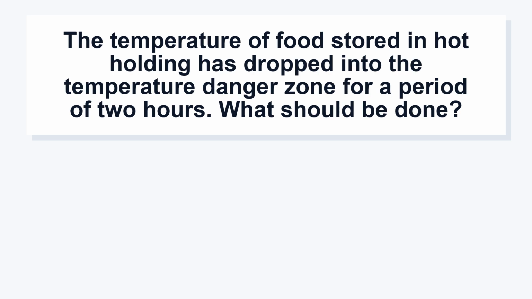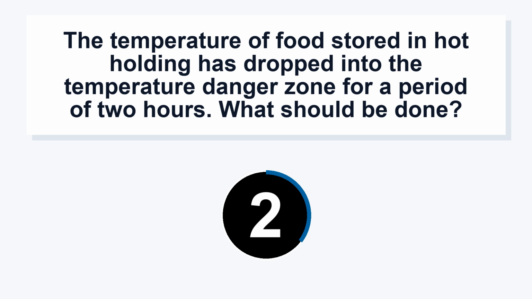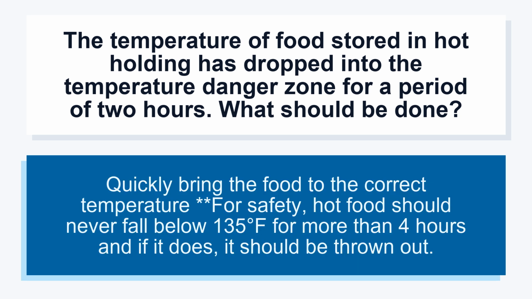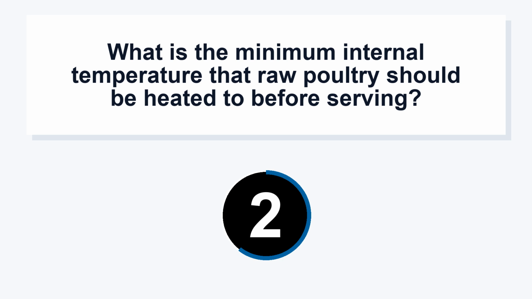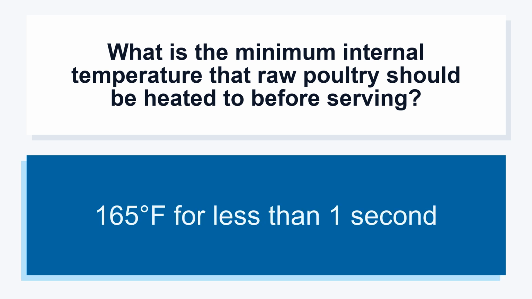The temperature of food stored in hot holding has dropped into the temperature danger zone for a period of 2 hours. What should be done? Quickly bring the food to the correct temperature for safety. Hot food should never fall below 135 degrees Fahrenheit for more than 4 hours, and if it does, it should be thrown out. What is the minimum internal temperature that raw poultry should be heated to before serving? 165 degrees Fahrenheit for less than 1 second.